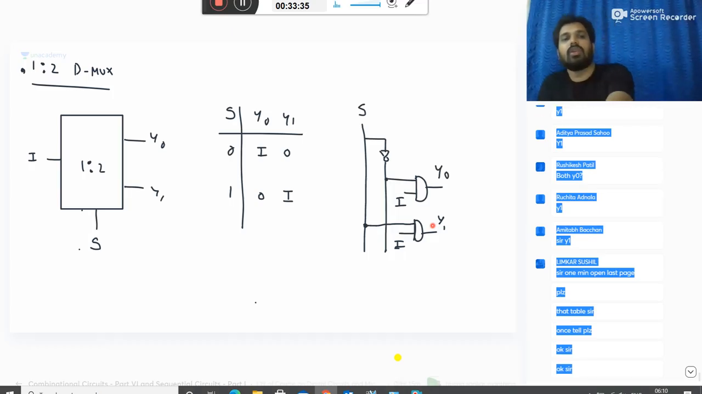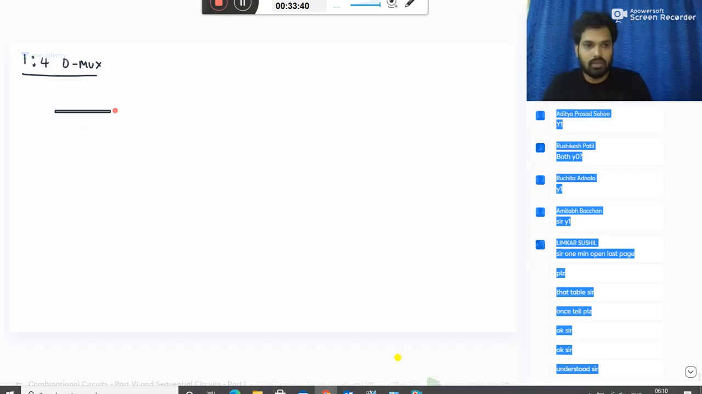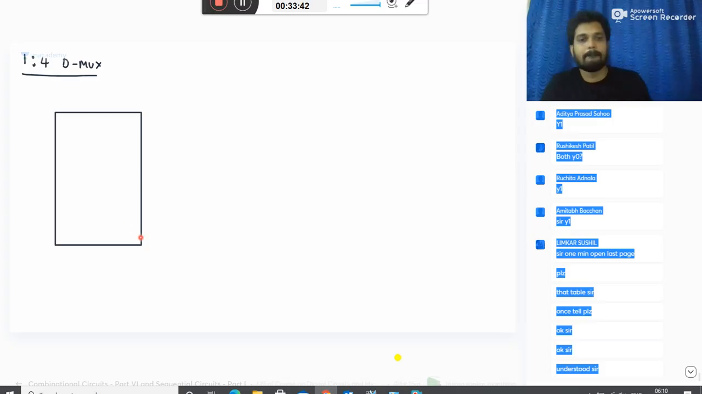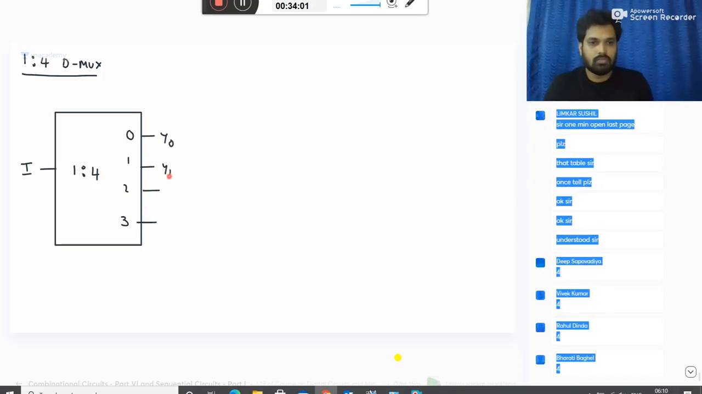Right. So let's make a 1 to 4 demux. Here you have only one input. How many outputs are there? 4 outputs are there. So 2 selection inputs. Let me take the selection lines S1, S0.